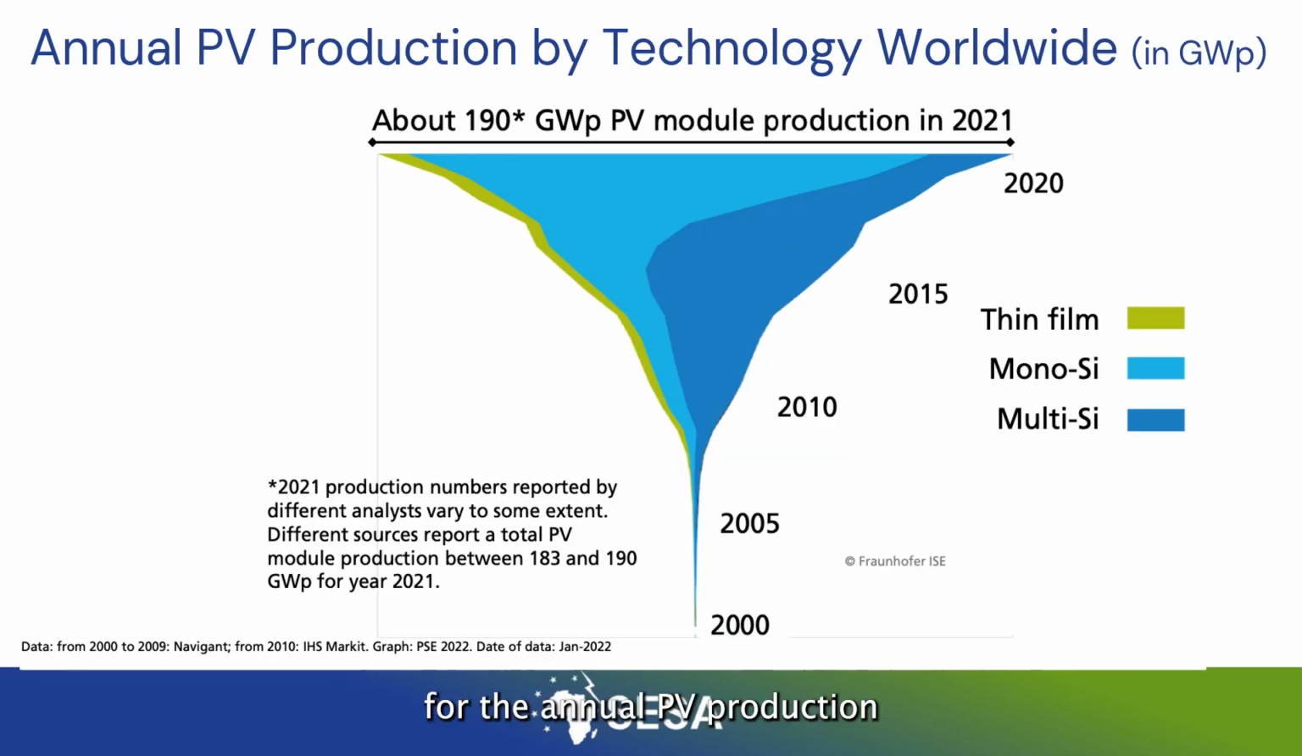For the annual PV production by technology worldwide in gigawatt peak, we have approximately 190 gigawatt peak of PV module production in 2021, and the share is mostly taken by monocrystalline silicon, then polycrystalline, and there's a quite small share for thin films. Those are the statistics of 2021 production numbers reported by different analysts and they vary to some extent.